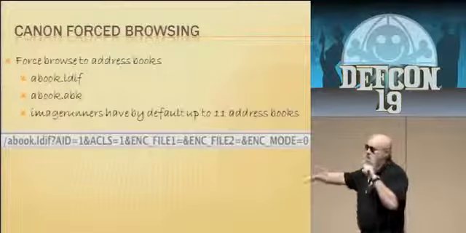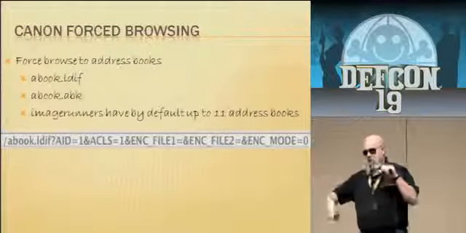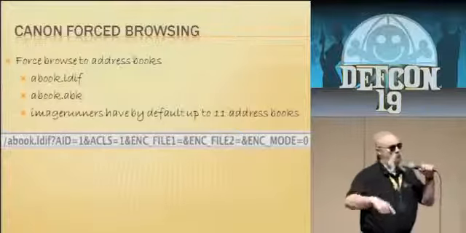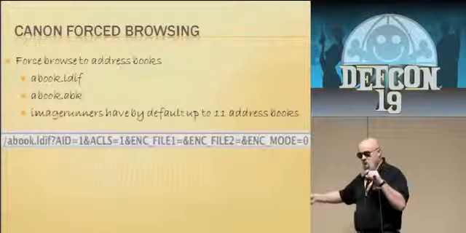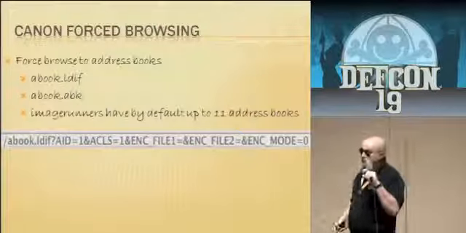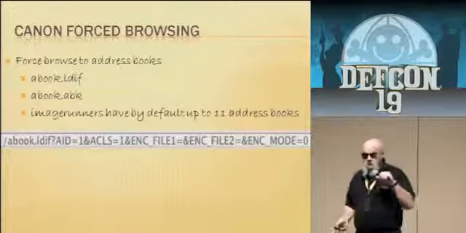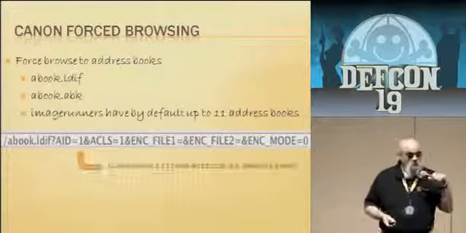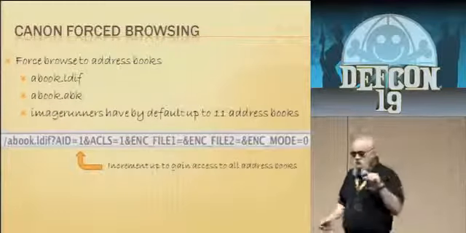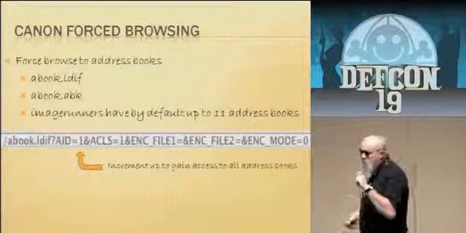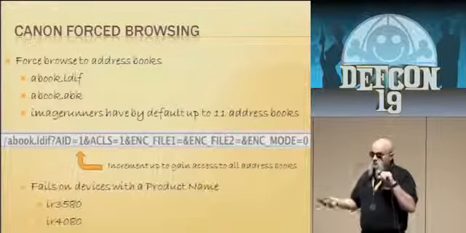Now, I didn't say an authenticated cookie. I said a valid cookie. So if you hit the home page on the printer, it will give you a valid cookie. And then enter this in, and it'll give you the first address book. If you increment the AID up 1 through 11, you can get each and every one of the address books. The data that typically comes off the address books is in plain text.